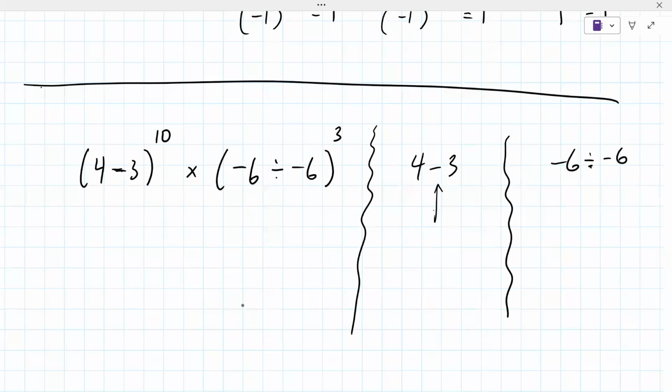You're subtracting though. Yes. Yeah, but I had the PEMDAS on top, so I did that first, and then I subtracted 4 and 12. No, it's just 4 minus 3. That's it. What is 4 minus 3? You're just subtracting. 1. Yeah. And what about -6 divided by -6? -6 divided by -6 is 1.